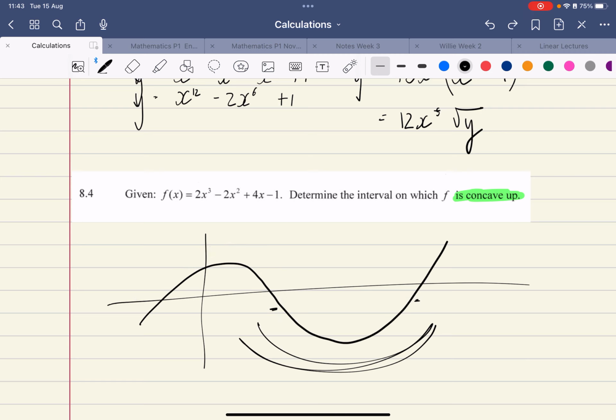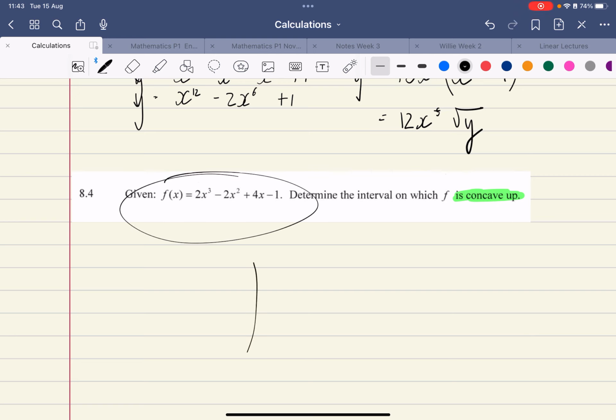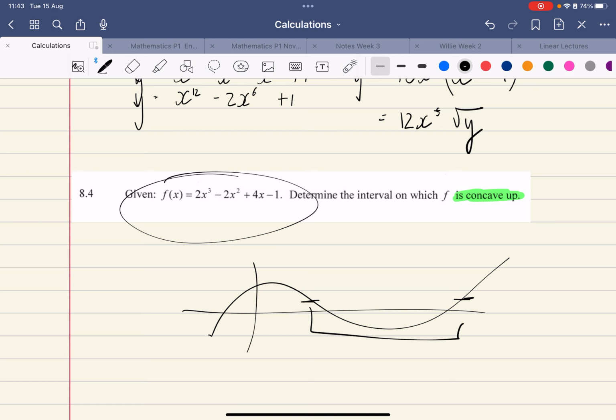Alright, so to put it into simple terms, they want us to give the x interval, so for what x is this function namely concave up. So list all the x's where if we plotted this function, our graph would be concave up.